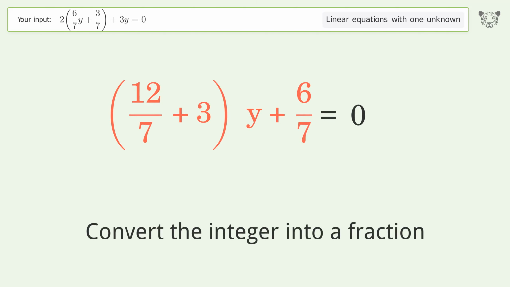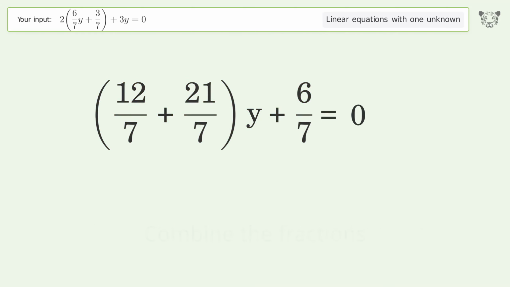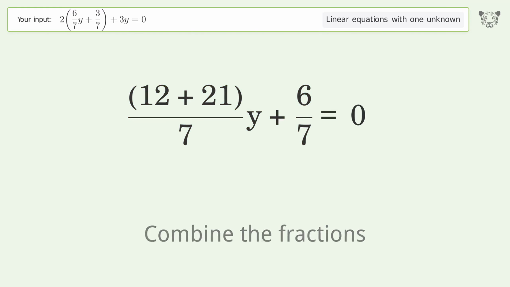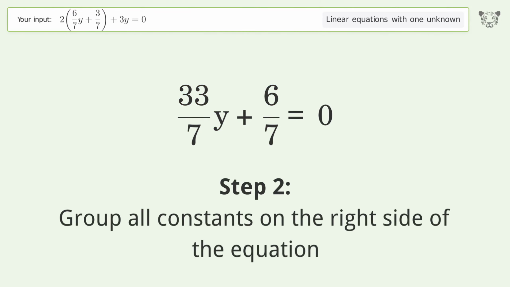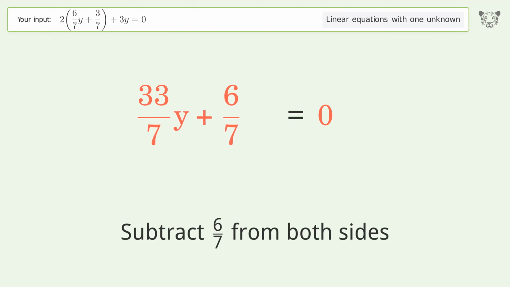Convert the integer into a fraction. Combine the fractions. Combine the numerators. Group all constants on the right side of the equation. Subtract 6/7 from both sides.